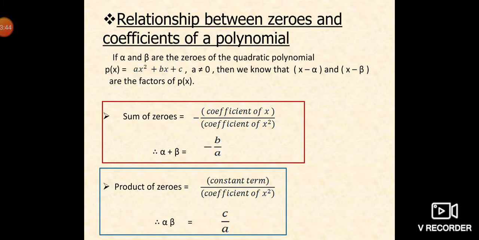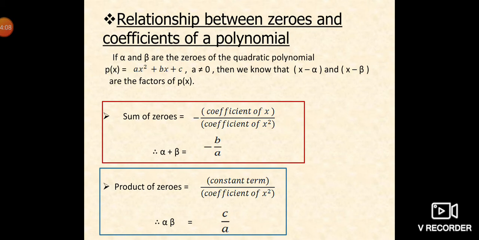Next is the relationship between zeros and coefficients of a polynomial. If alpha and beta are zeros of the quadratic polynomial p(x) = ax^2 + bx + c, for a not equal to 0, then we know that (x - alpha) and (x - beta) are the factors of p(x). That means one quadratic polynomial we are taking. Quadratic polynomial means the highest power should be 2.